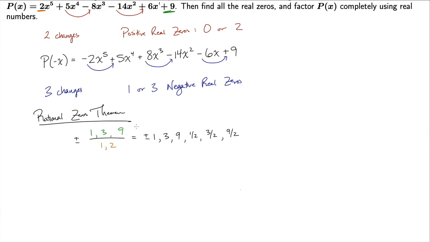As we're going, we're going to keep in mind how many possible positive real zeros and negative real zeros we can have. So we're going to go ahead and do synthetic division. List our coefficients of our polynomial: 2, 5, negative 8, negative 14, 6, and 9. And then I pick a number to check, so I'm going to go ahead and check 1. And I go through and do my synthetic division. I think that you're probably comfortable with synthetic division at this point, so we're just going to blast through it.